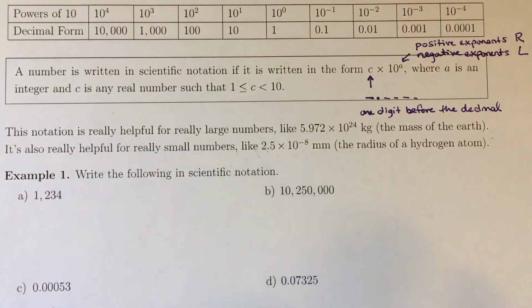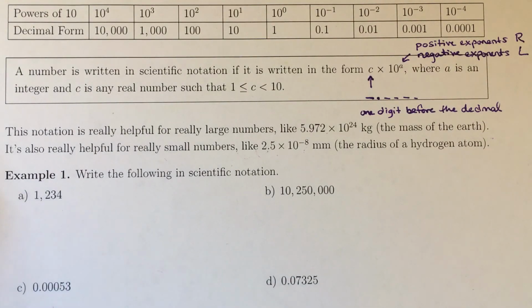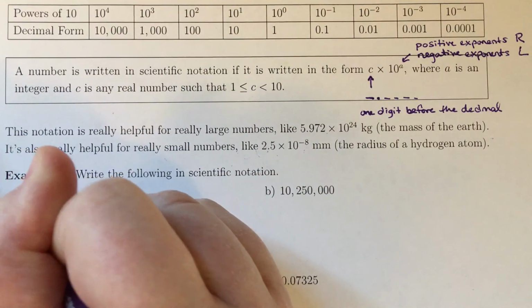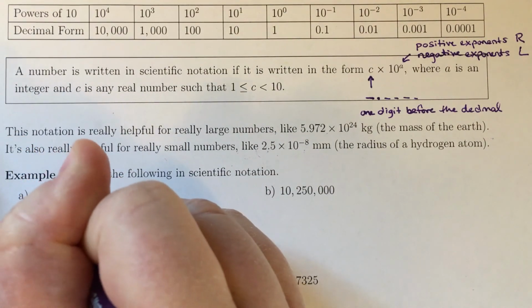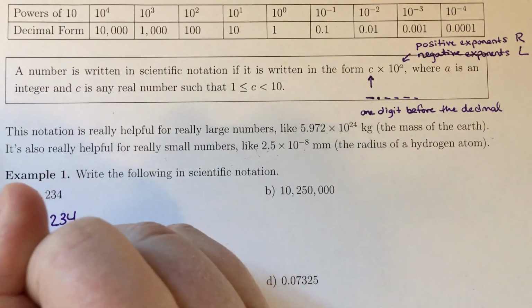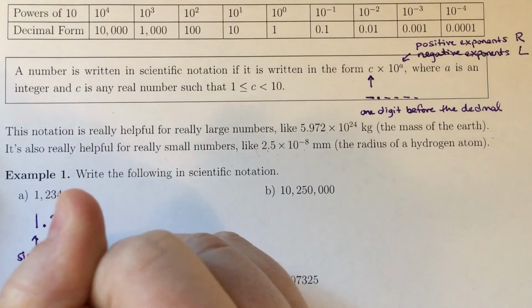All right, so now that we get the idea, let's do some concrete examples, make sure this makes sense. So this is 1,234. In scientific notation, remember we just want one number in front of the decimal point, or one digit before the decimal. So it's always a single digit that's non-zero.